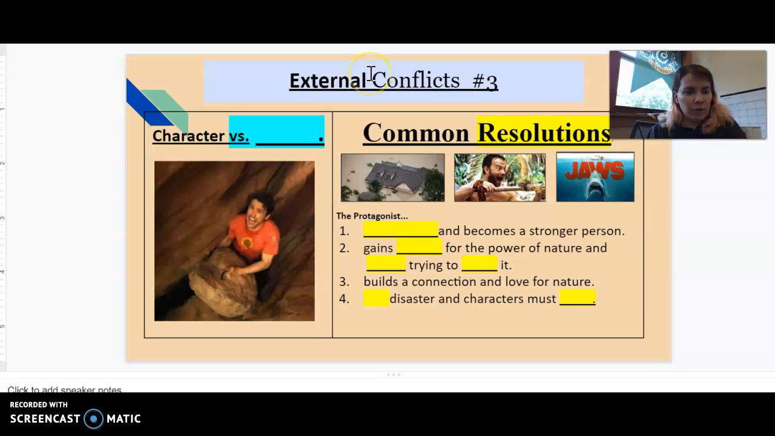External conflict number 3. Okay, I will save this one for the next set of notes, because I don't want it to be too much, just stuffing your brain full of information. So we're going to continue this one with the next video.